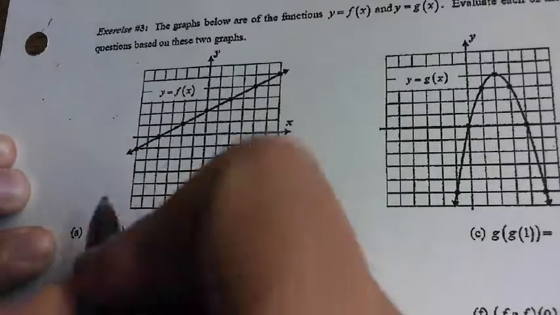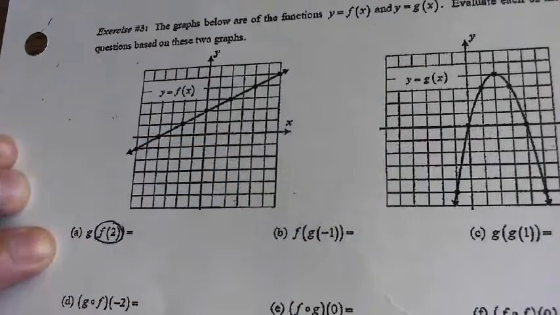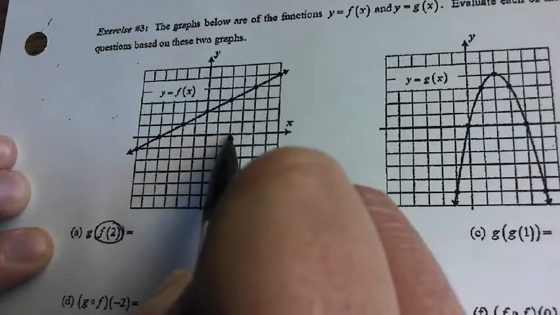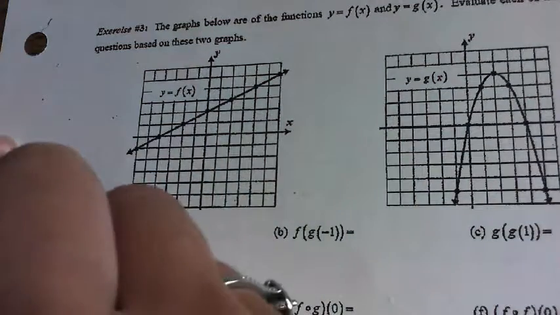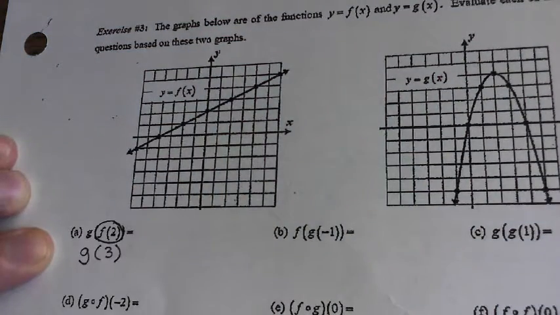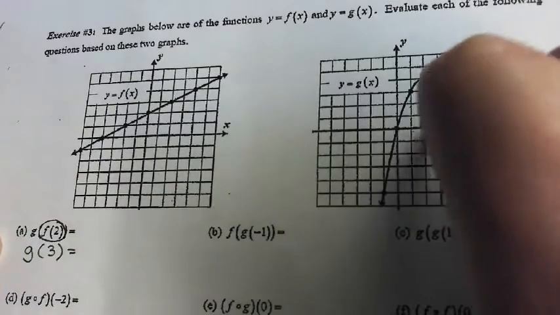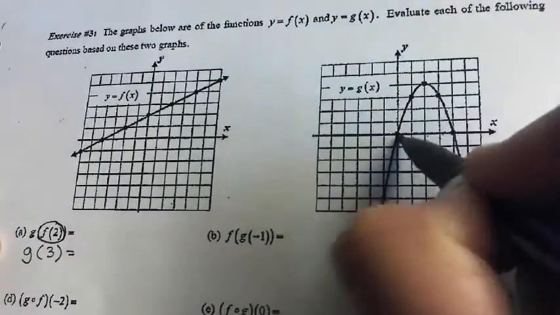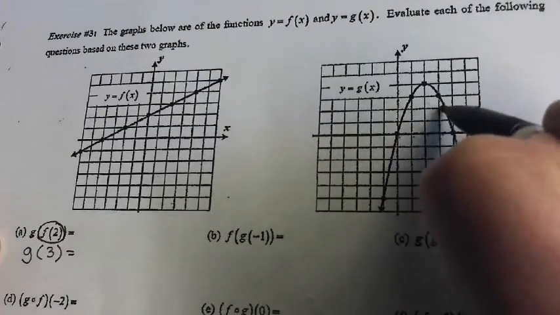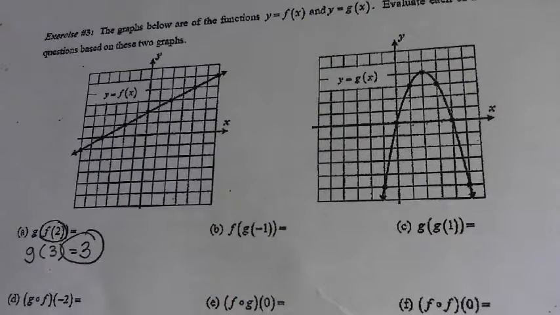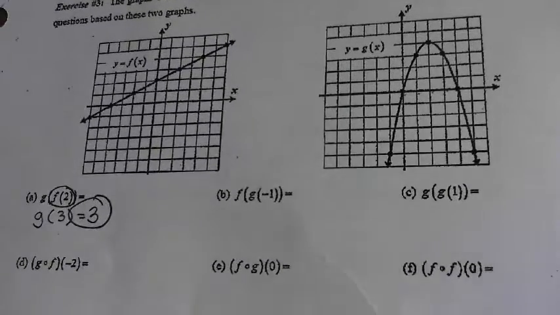Starting inside out, the first thing we want to look for is what is f of 2. So we're going to go to our f graph. We're going to look when x is 2, y is 3. So that's going to become g of 3, since f of 2 is just 3. And then g of 3, we go to our g graph. An x value of 3 pairs with a y value of 3 as well, so g of 3 equals 3, and that's your answer to part A. Okay, I want you to try B on your own.